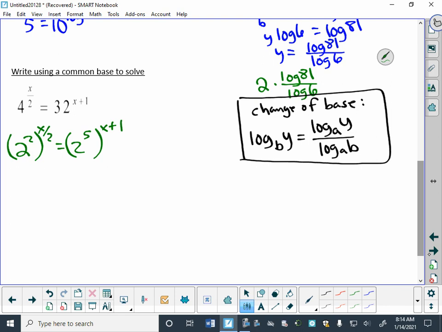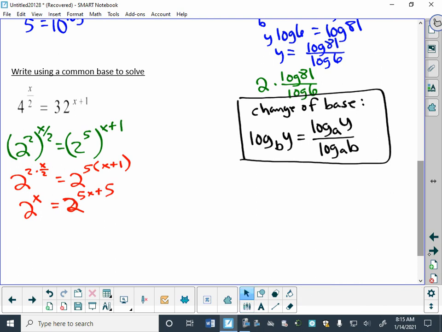Okay. But these are power to a power rules, so I should multiply the exponents together, which is going to give me 2 to the 2 times x over 2 is equal to 2 to the 5 times x plus 1, but that's just 2 to the x is equal to 2 to the 5x plus 5. Now the insight that I'm supposed to have at this point is that I've got both sides say 2 to a power, okay? And if they are supposed to be equal, then the only way that's going to happen is for their powers to be equal.